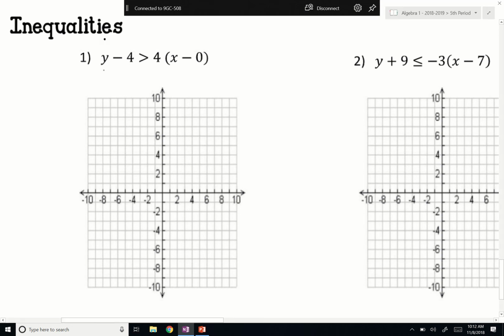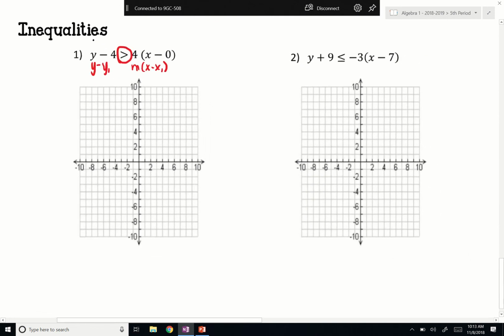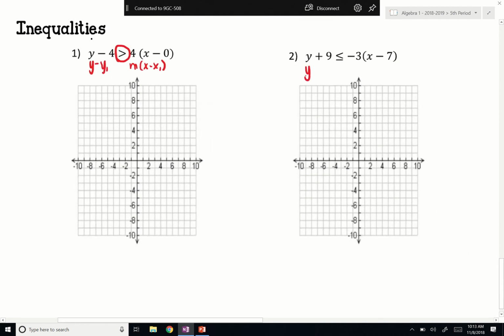We're still going to write point slope format. So, y minus y1, m parentheses x minus x1. Notice I didn't put an equal sign. I'm just going to circle my sign so I remember to look at it. On number 2, I'm going to do the same thing. Y minus y1. Circle my sign. In parentheses, x minus x1. Are we okay so far?